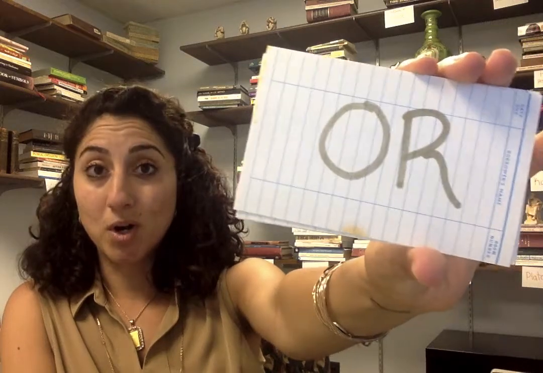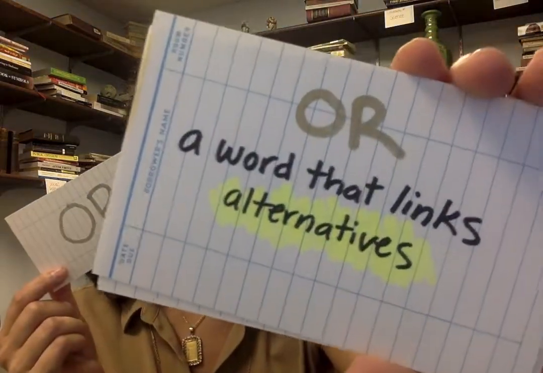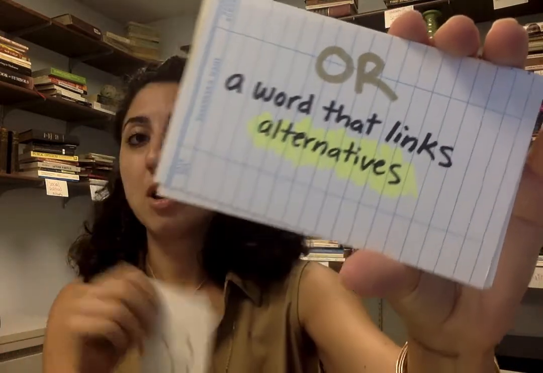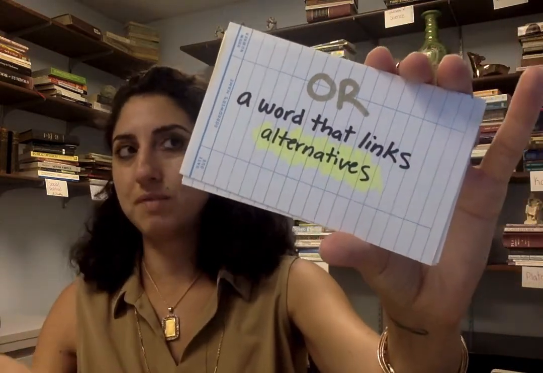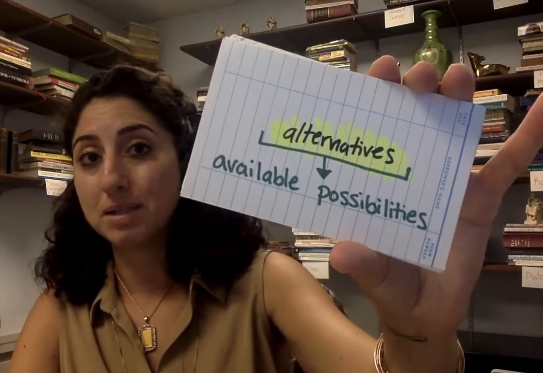The word "or" is ambiguous. If you hear someone using the word "or," it might be unclear what exactly they mean, and it's because of the word itself. The word "or" links together at least two different alternatives. An alternative is an available possibility.